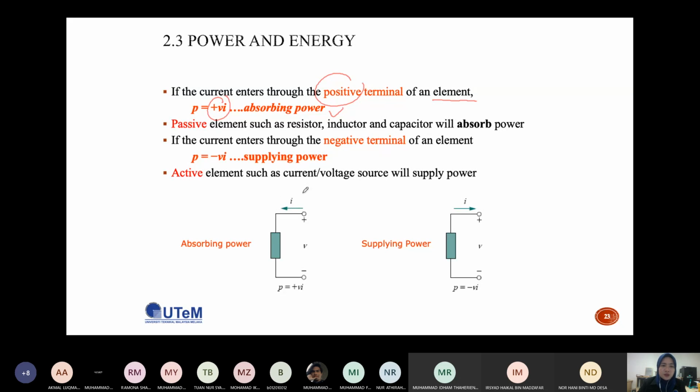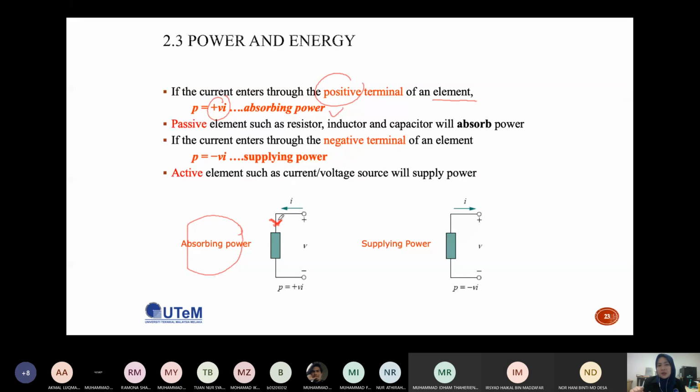Okay, so you look at here, this is the current. The current enters through the positive terminal. So this is the positive terminal. The current enters through the positive terminal, so we call this absorbing power.